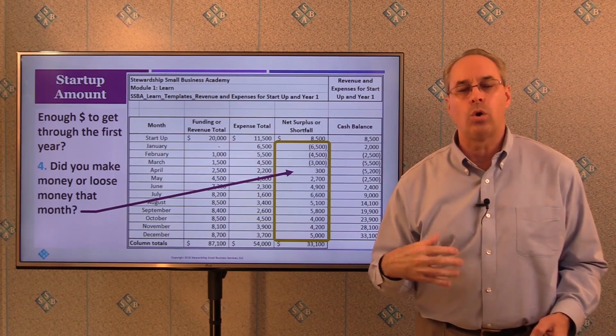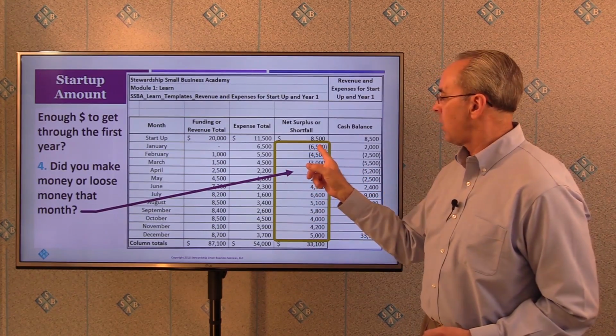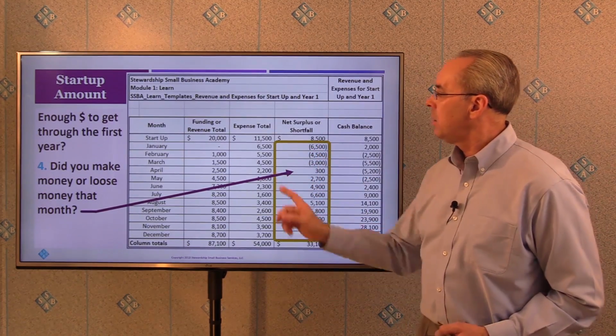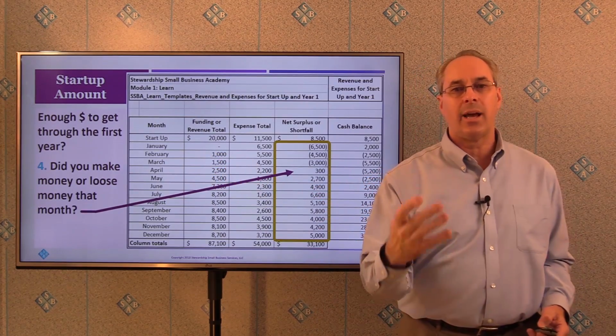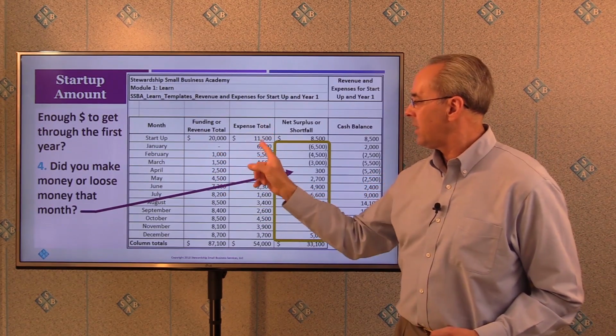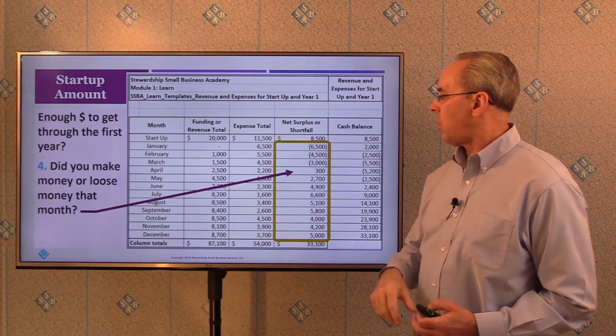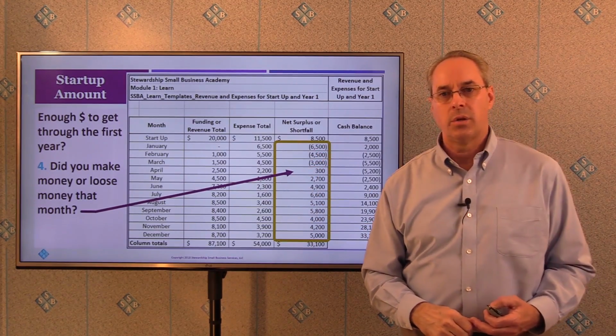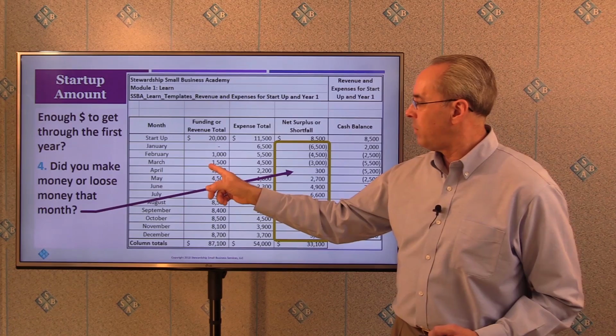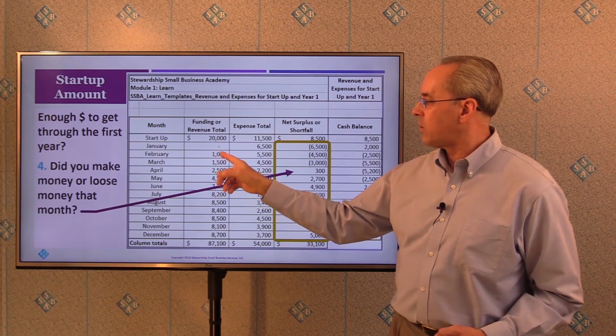So 0 sales, you subtract the expenses, parentheses in accounting world means negative. So they lost $6,500. Look at this one. In February, they had revenue of $1,000, expenses of $5,500. Therefore, they lost $4,500.